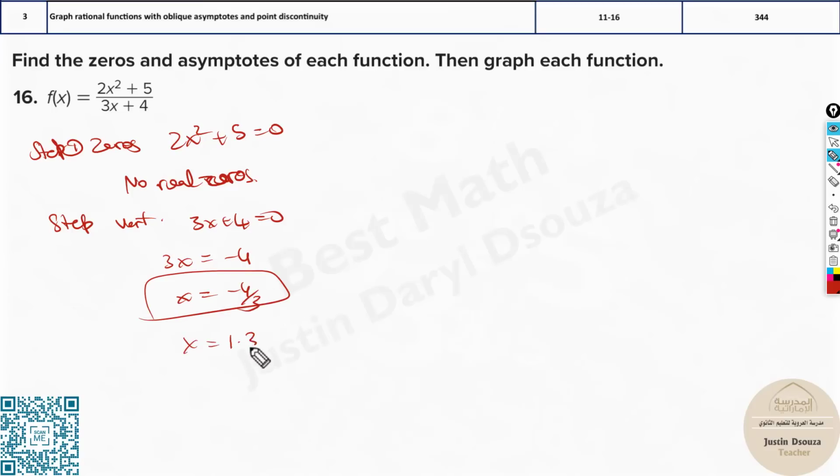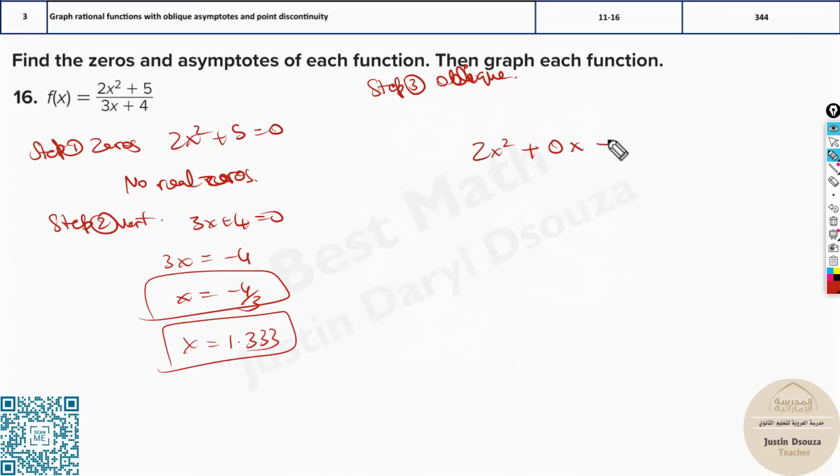So it's 1.33 or 1/1/3. That's step 2. Now step 3 will be the oblique asymptote. Oblique asymptote will require long division. That is 2x squared. There is no x term, so it's 0x plus 5. And now you write it over here, 3x plus 4. Now let's start doing this.